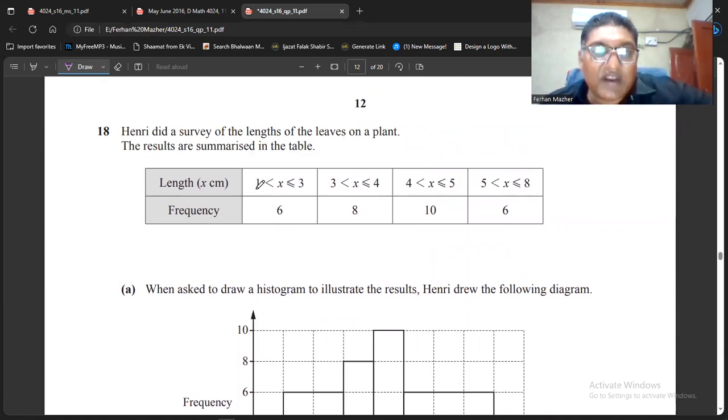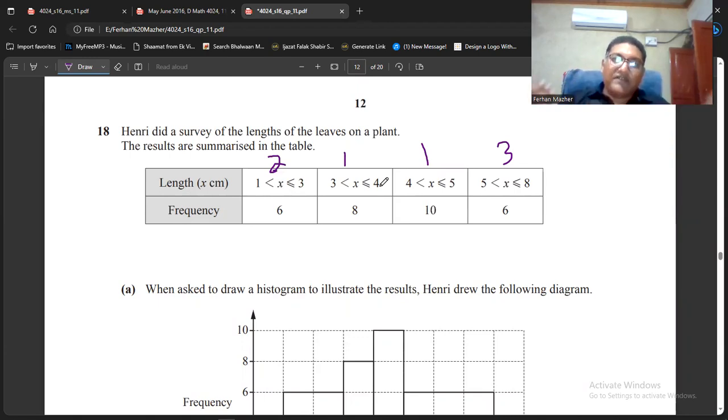What is the class width here? That is 2. What is the class width here? That is 1. What is the class width here? 1. What is the class width here? 3. So if the classes have different class widths, the histogram cannot be drawn with the frequency. We will draw it with the frequency density. So that is the mistake.